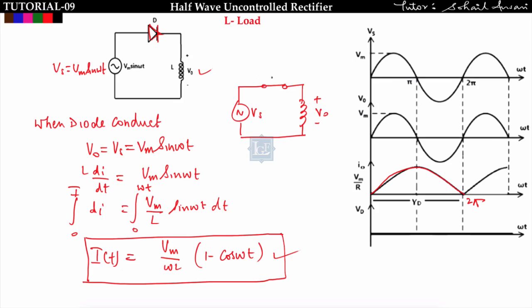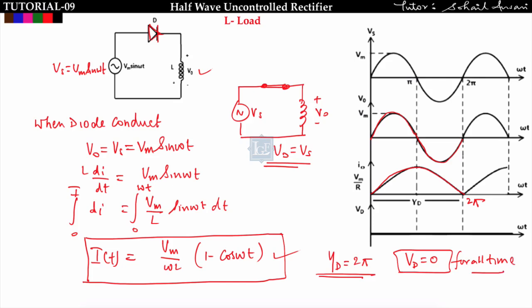See here, when the diode is conducting, the output voltage is equal to the input voltage, which means the output voltage will follow the input voltage. Got it? But we are getting current for all time, right? So the conduction angle of the diode is 2 pi. And what is the voltage across the diode? Since the diode is conducting for all time, the voltage across the diode will be 0 for all time.